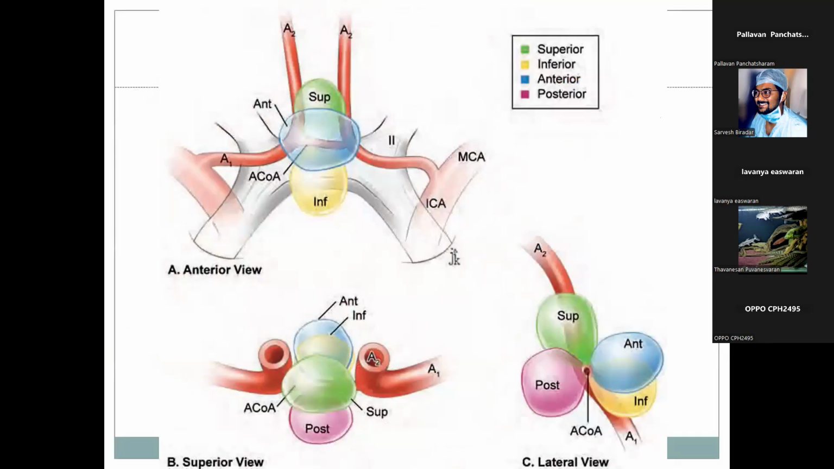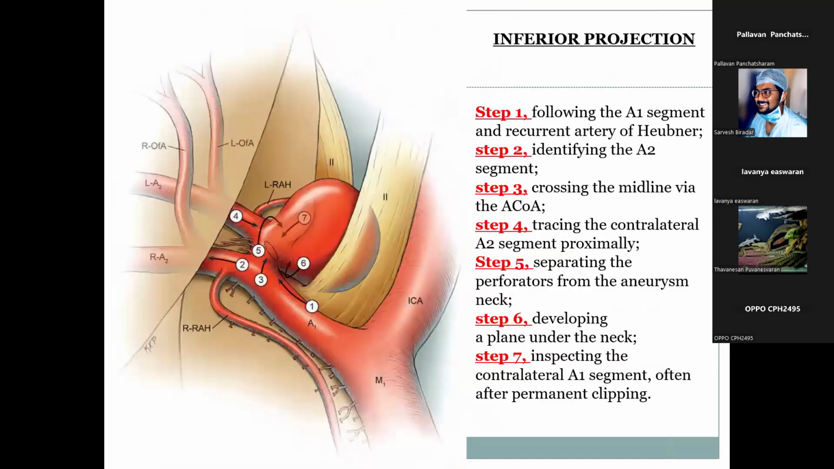So the various projections of the aneurysm. You can have a superior projection, inferior, anterior, and posterior. Based on the projection, the steps of approach also vary accordingly. Most of the steps will be common and there will be certain unique steps that alone need to be remembered. So this is an inferiorly projecting aneurysm.